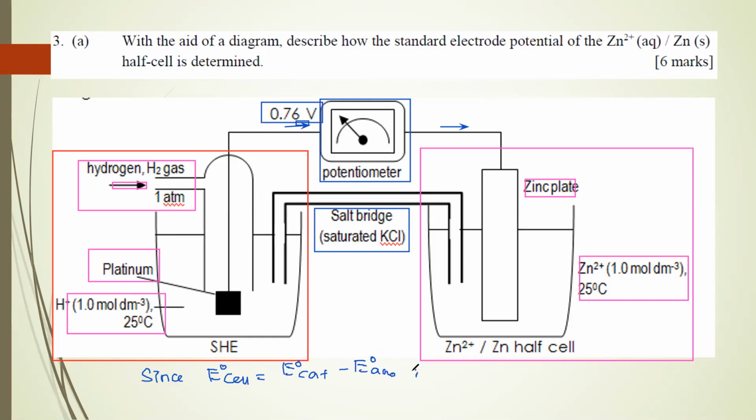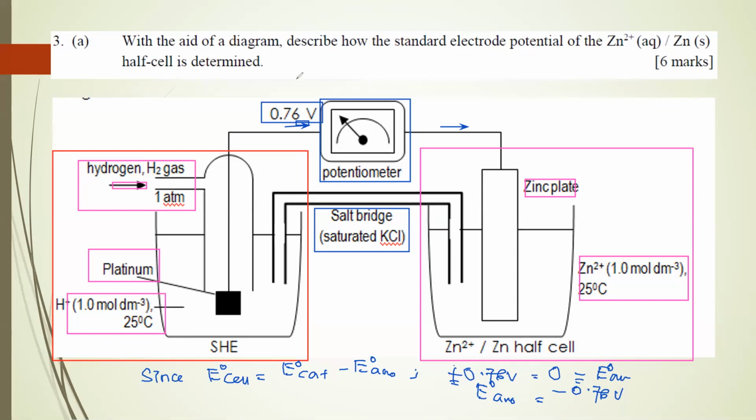So positive 0.76 volt equals 0 minus E naught anode. So as a result, E naught anode equals negative 0.76 volt, because the sign switches, so it becomes negative here. Okay, so that is how you calculate for the zinc half cell. What is the EMF for the zinc half cell?